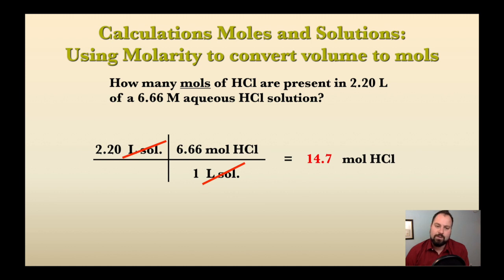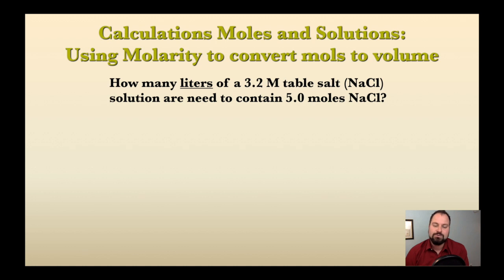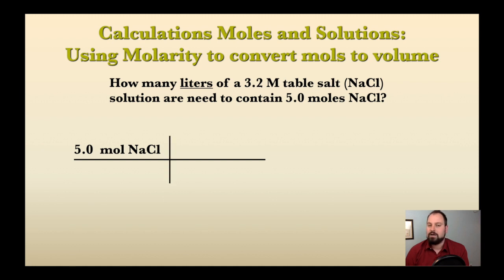Okay, what about the other way around? What if we're going from moles to liters, to volume? We have this question: how many liters of 3.2 molarity table salt NaCl solution are needed to contain 5 moles of NaCl? This is the stuff you put on your food. It's table salt. Here's our solution, and you start off with our T-square. Pause it if you want to try it out first, but here we go. 5 moles of NaCl, that's our given piece of information. Our unknown is going to be liters of solution.